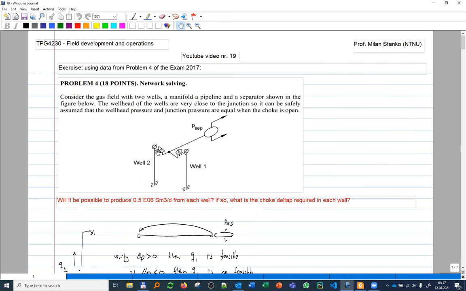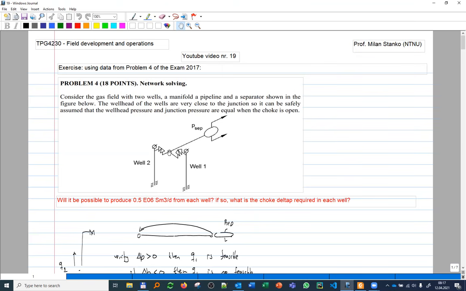That is, we were solving the open choke case, but now we're going to solve it assuming that it's choked. Okay, so we have these two wells that are producing to a common pipeline, and they have chokes. And we assume also that downstream of the choke, they are very close to the junction. So actually, we don't have to solve this little flow line, but we can say that the downstream pressure of the choke for both wells is the same and is equal to the junction pressure.